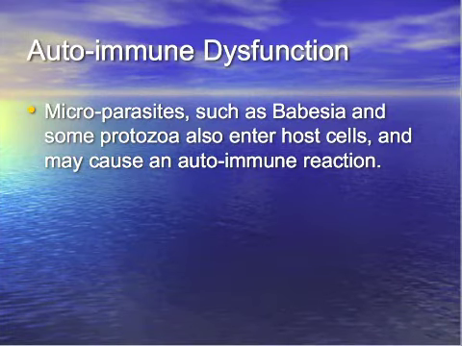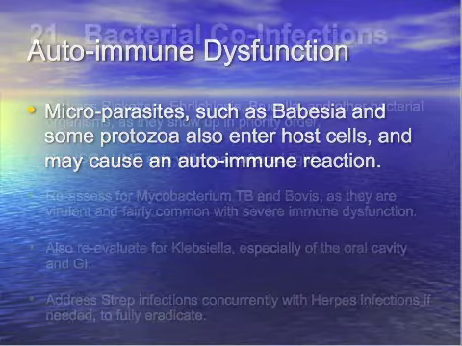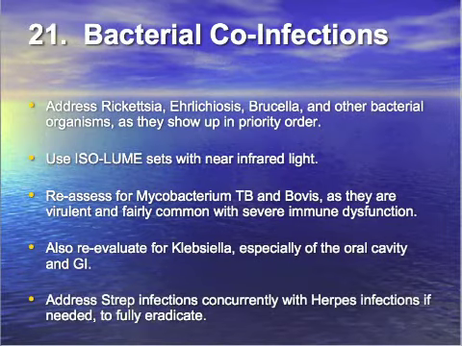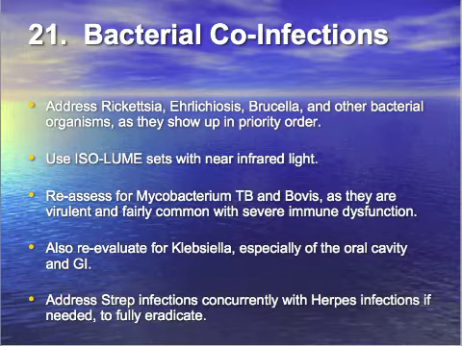Autoimmune dysfunction. Microparasites, such as Babesia and some protozoa, also enter host cells and may cause an autoimmune reaction. Bacterial co-infections. Address Rickettsia, Ehrlichia, Brucella, and other bacterial organisms as they show up in priority order. Use isolume sets with near-infrared light.